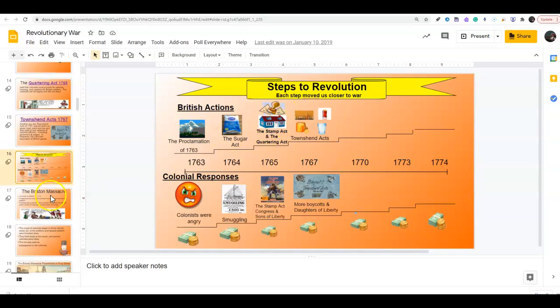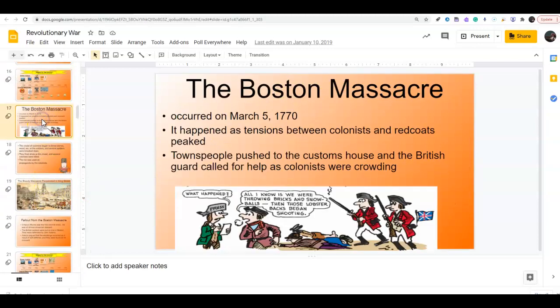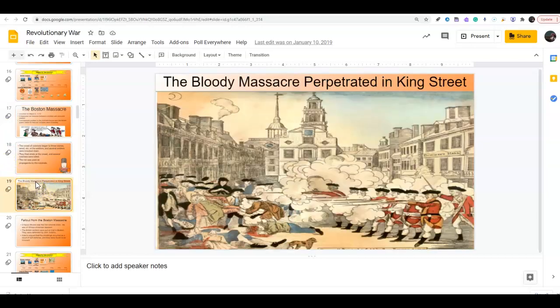More steps to the revolution. We're going to add a couple things there. Then we get one of the major events that's most known, and that's the Boston Massacre. And the Boston Massacre is not, the way that we see it, not really how it happened. So the image that we see from the Boston Massacre is this right here. And if you look at this picture, it looks like you got British soldiers lined up just firing at people, which is what a massacre would be. But that's not really what happened.